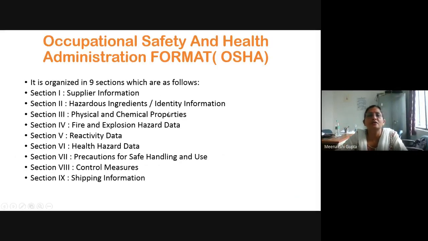For example, first we'll discuss the OSHA format, that is the Occupational Safety and Health Administration format. Under this there are 9 sections. Section 1 gives us information about the supplier, details about the supplier. Then in section 2 we get information about the dangerous ingredients. Then all the physical and chemical properties are mentioned in section 3. Then fire and explosion hazard data is given in section 4. Then reactivity data is given in section 5. Health hazard data is mentioned in section 6. Precautions for safety, handling and use are given in section 7. Then the different control measures we can take are mentioned in section 8. Then shipping information is mentioned in section 9.